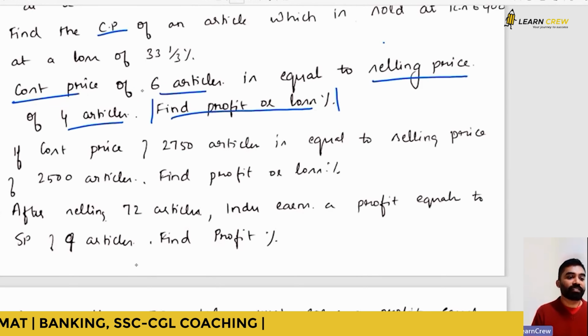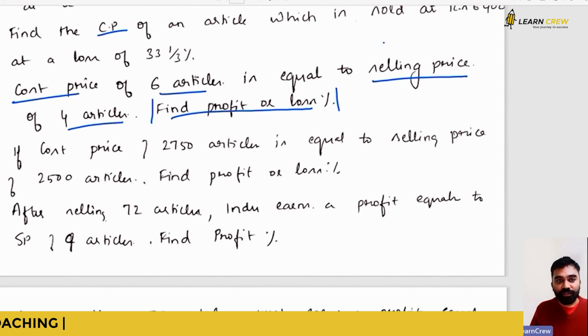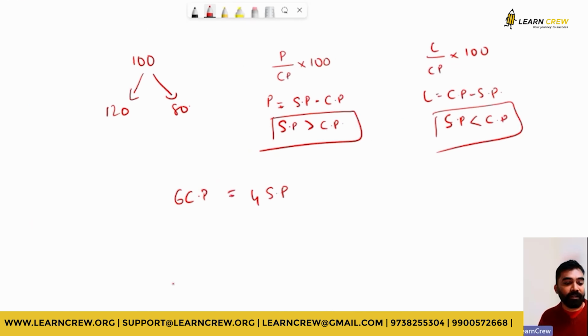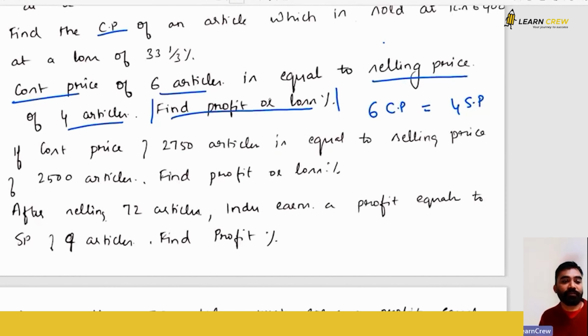Cost price of 6 articles. I do not know what is the cost price, but they're giving 6 articles is equal to, okay, let me write. Cost price of 6 articles is equal to selling price of 4 articles. Is this equation correct? Correct. Find whether it is a profit or a loss.